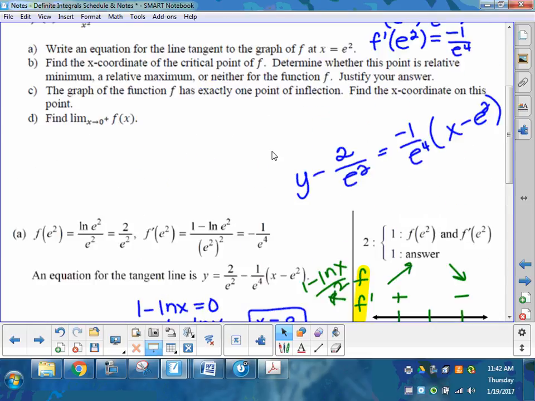Next one up for C, point of inflection. How do we figure out where the point of inflection is? Set the second derivative equal to 0. You know the first derivative, now let's take the second. Now, this to me, I love because it showcases how terrible some of you are at knowing your derivatives. What is the derivative of the natural log? If we don't know this, I don't know.